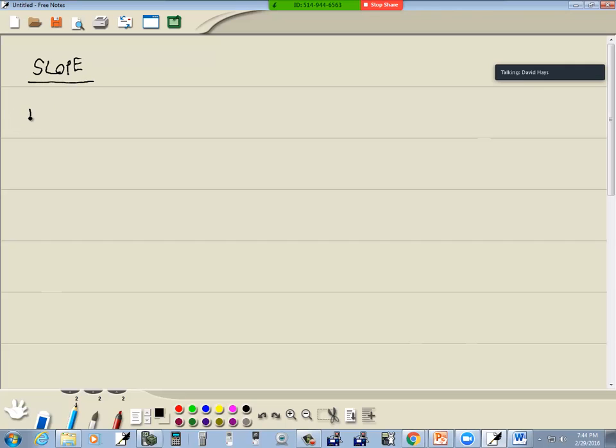Slope is always represented by little m. And it's the change in y over the change in x. You may have heard it referred to as rise and run. Horrible way to focus on it. It gets you thinking distance. And it's much more than that.